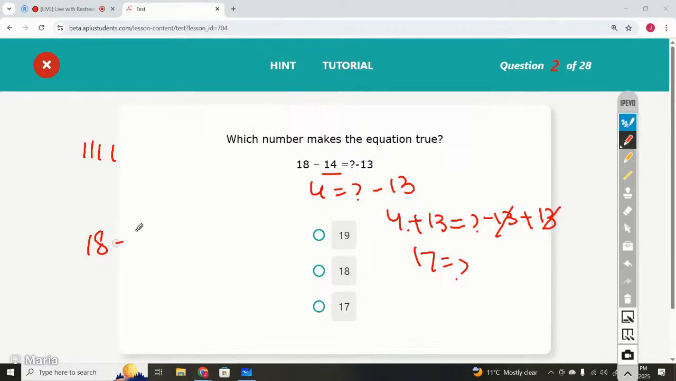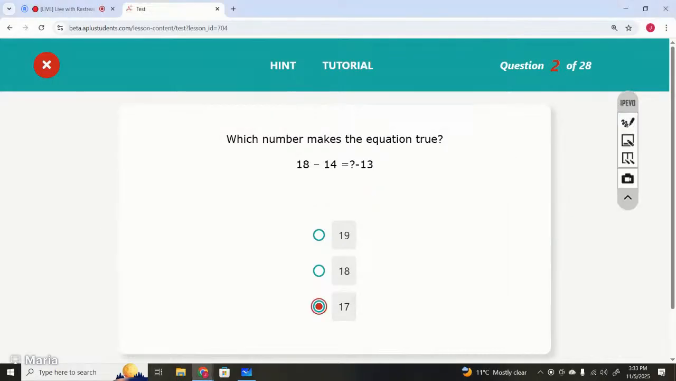You can see if you do 18 minus 14 and you do 17 minus 13, both sides have the same answer, that is 4. So 17 is the number that can keep the equation balanced. So the missing number is 17.